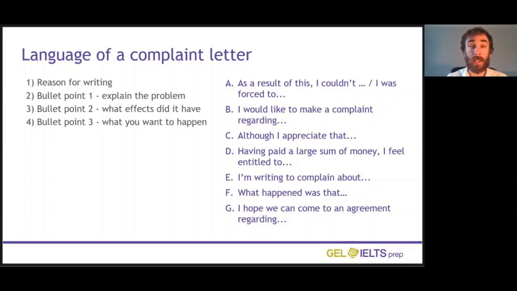In your reason for writing paragraph, you could start with B, I would like to make a complaint regarding. Regarding here meaning complaint about something. So this is fantastic for a formal letter. We could also start with E, I'm writing to complain about. This would be in a more semi-formal letter. Perhaps you might write this to your boss if you were having a dispute with a colleague. Notice the contraction of I'm there. So this is more semi-formal. So that's B and E for paragraph 1.